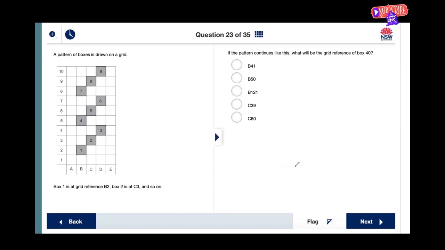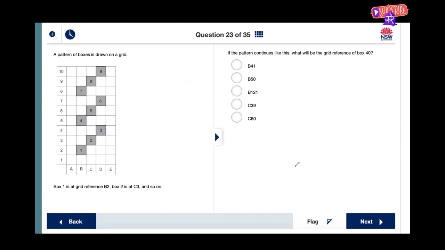Here we're given a pattern of boxes drawn on a grid. Box 1 is at reference B2, box 2 is at reference C3, and so on. They've actually given you how to reference these grids, but you should be aware of this already. Hopefully, if you play chess or some sort of games like that, or look at maps, you should be knowledgeable of these grid references.